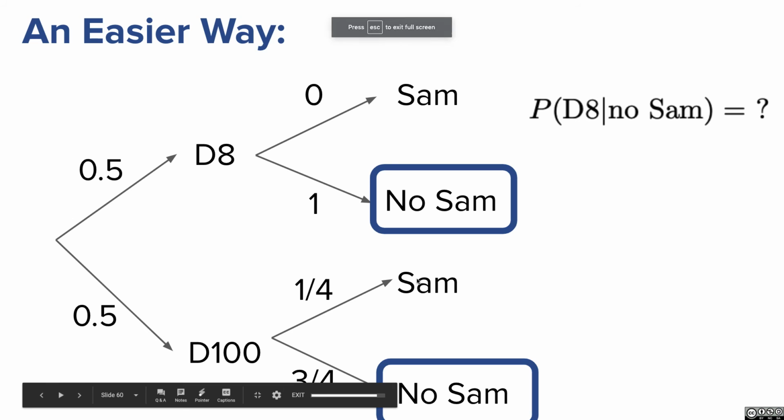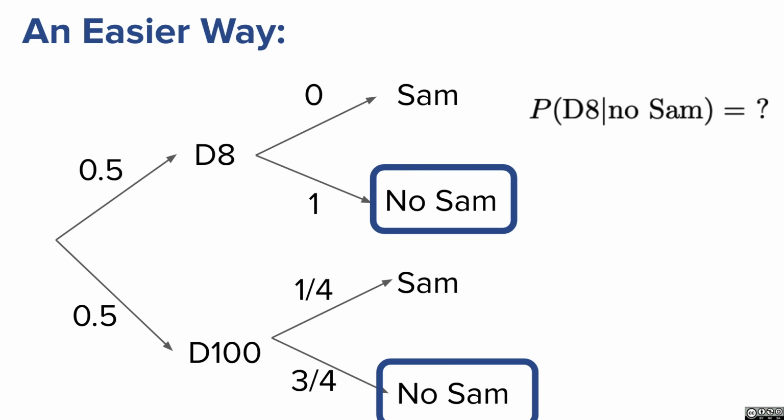Okay, so the given says, look only at the branches that end in no SAM. The part before the given, the part of Data 8, says, look at the branch corresponding to Data 8. And so what I do is I say, okay, the answer to this question is the probability of the orange box divided by the total probability of the blue boxes.